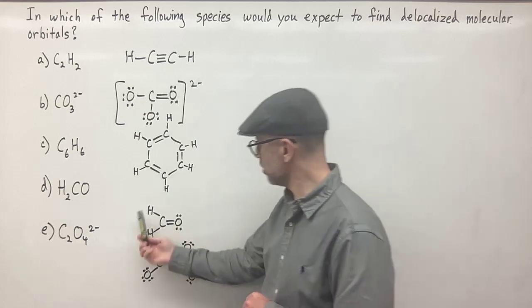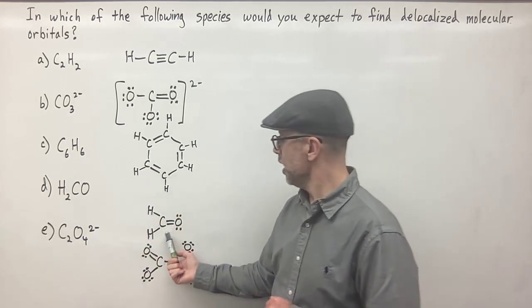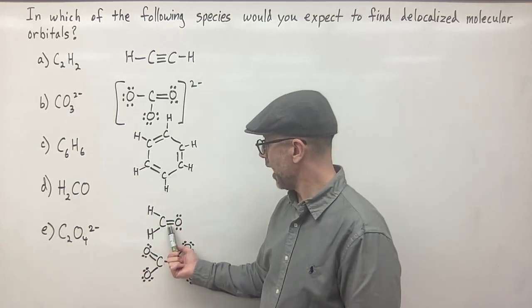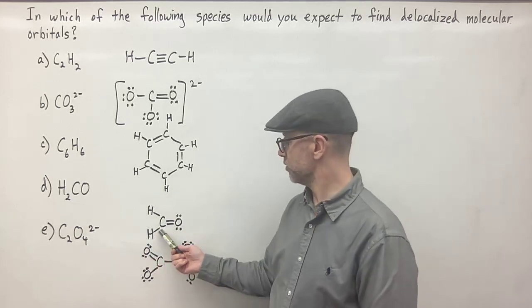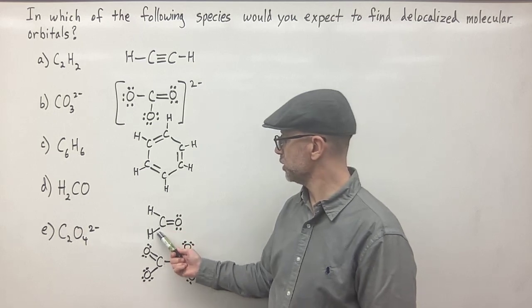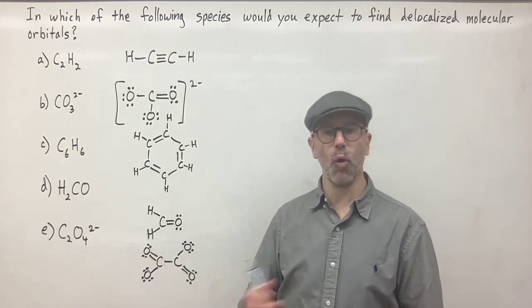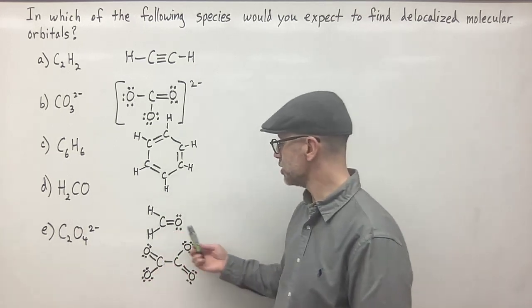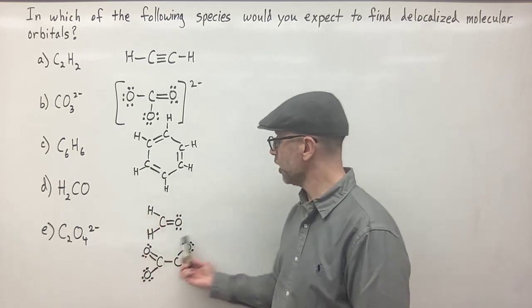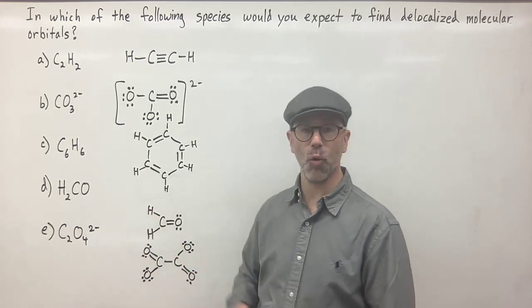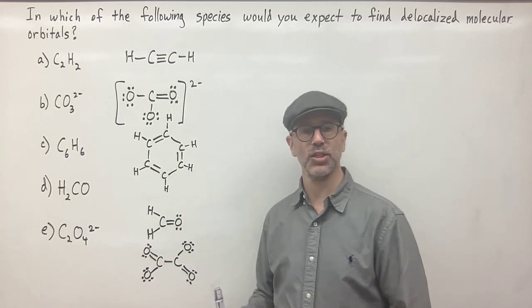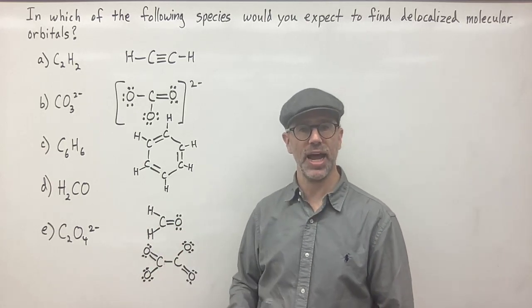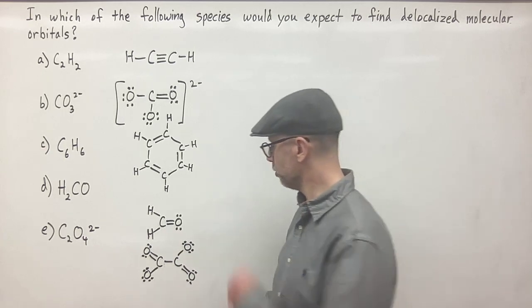This one here, formaldehyde, you have the double bond here, but that double bond cannot move anywhere else, right? You can't have a double bond to the hydrogen. Hydrogen only forms one sigma bond. So this is the one and only structure for that molecule. So this does not have any delocalized electrons, and therefore you're not going to have delocalized molecular orbitals.